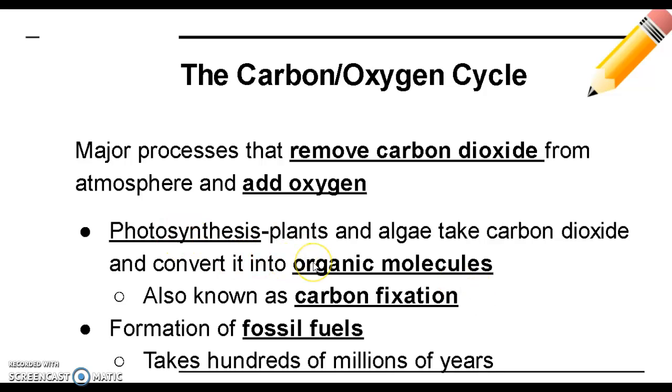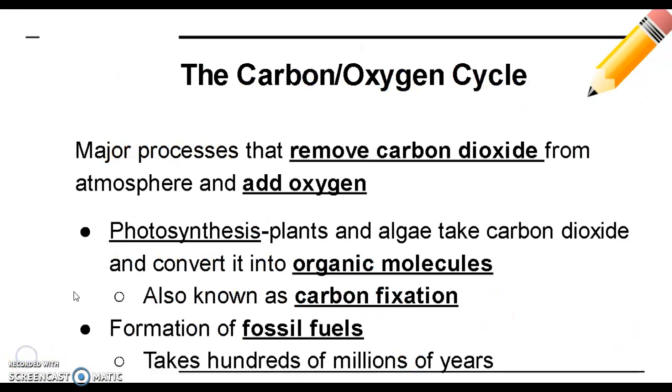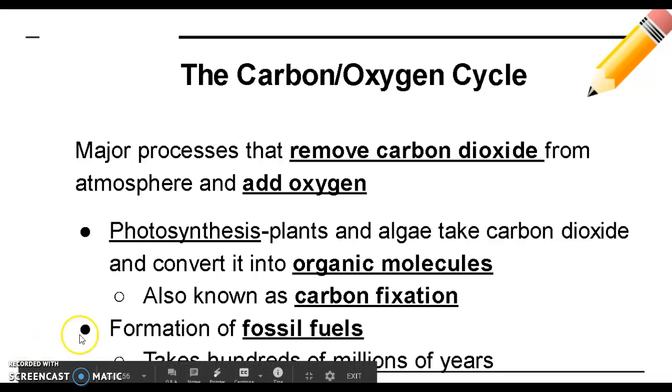When plants do photosynthesis, they take the carbon dioxide out of the atmosphere and will replace it with oxygen. Formation of fossil fuels will also remove carbon dioxide from the atmosphere and add oxygen, but this process takes hundreds of millions of years. So this isn't something that can be done within our lifetimes. We can't make more fossil fuels that easily.